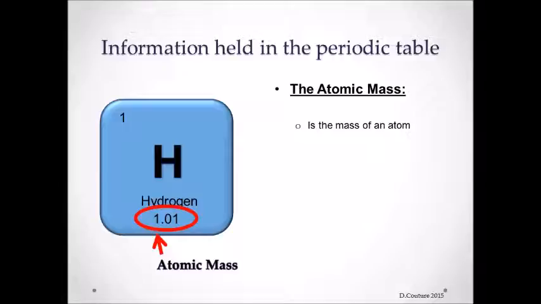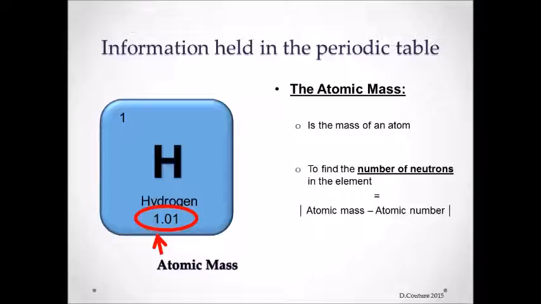If I take the atomic mass minus the atomic number, and I round that answer up to the nearest unit, I'll find the number of neutrons. So we're going to write that down in this type of equation here. The atomic mass minus the atomic number, rounded to the nearest unit, gives you the number of neutrons. So in this case, 1.01 minus 1, rounded to the nearest unit, gives 0. So hydrogen does not have any neutrons.